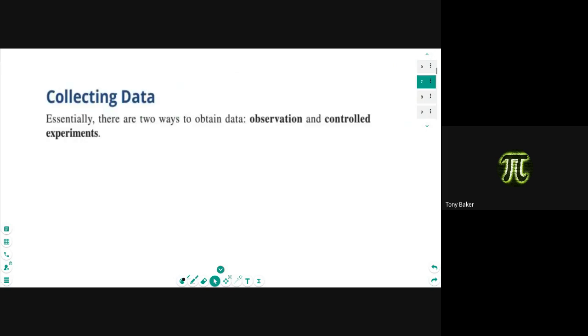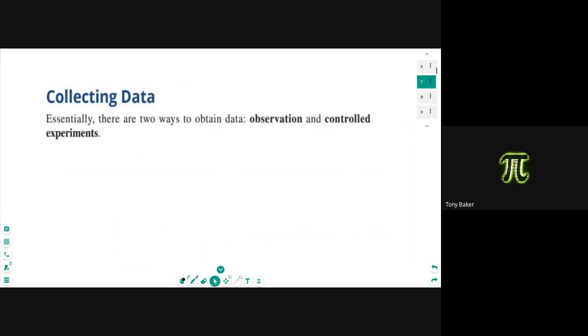Two main ways. Observation's one. The other one's an experiment. So with observation, that's where your surveys typically fall, because technically you're not doing something. That's the biggest difference between an observation and a controlled experiment. With observation, you're just collecting a bunch of data. With a controlled experiment, you're actually doing something to influence a result, and then you're looking at how that impacts the answer at the end.